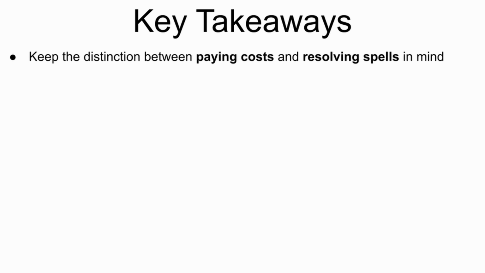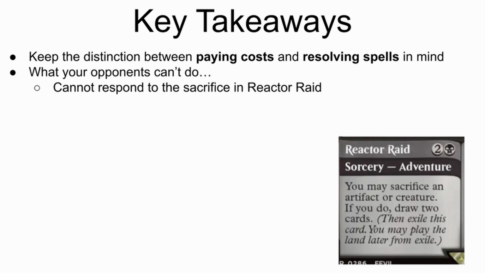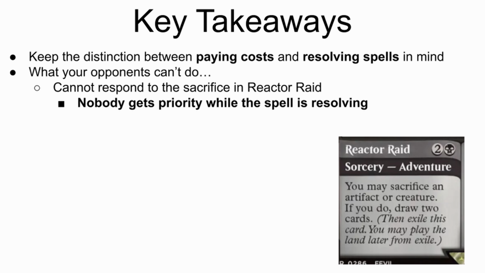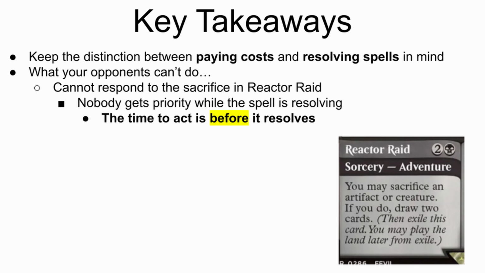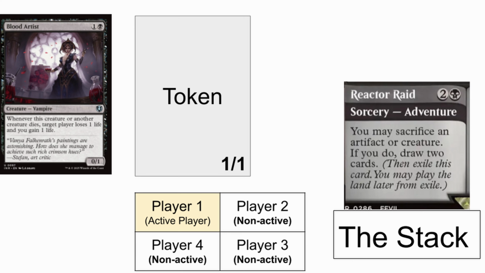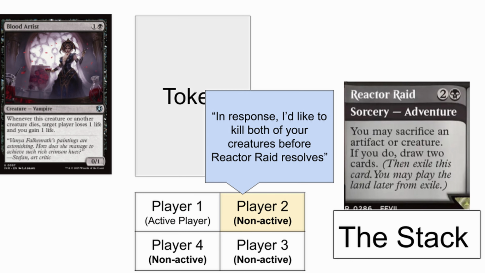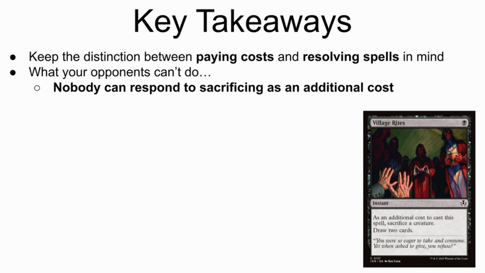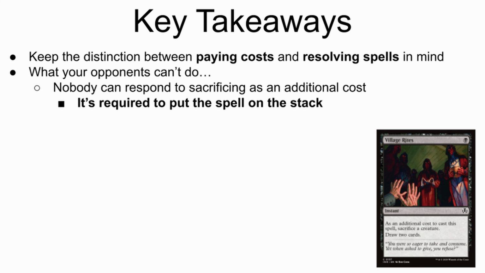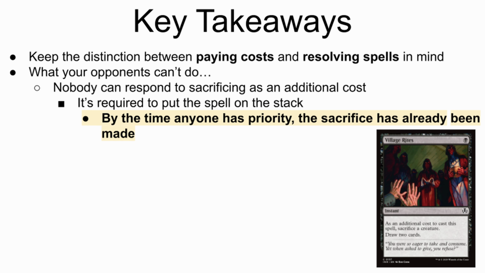Now let's talk about some important takeaways from this and what you can't do in response to spells like this. Keep the distinction of costs and resolution in mind as we go through this. Here's what opponents can't do when you cast these spells. No one can respond to the sacrifice on Reactor Raid. There's no priority during the spell's resolution, but they can act before it resolves. If they wanted to remove both of your creatures and leave you with nothing to sacrifice, they would have to do it while the spell is on the stack. With Village Rites, nobody can respond to you sacrificing your token as an additional cost. By the time Village Rites is on the stack and priority goes around, the token has already been sacrificed.